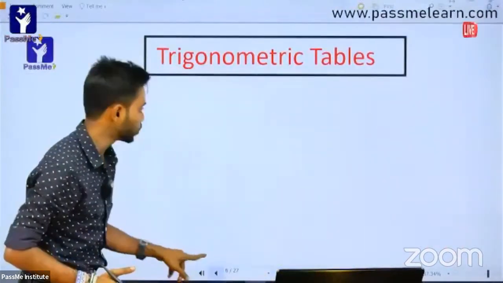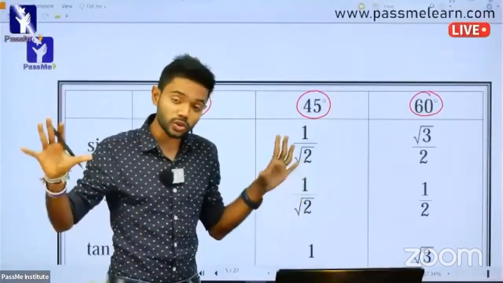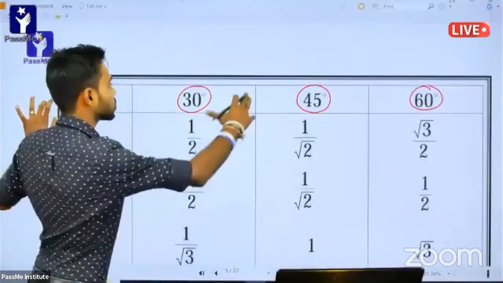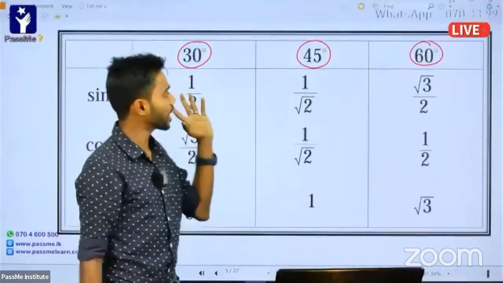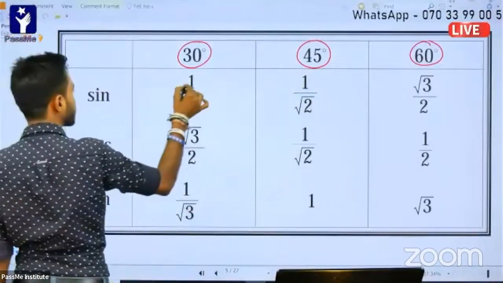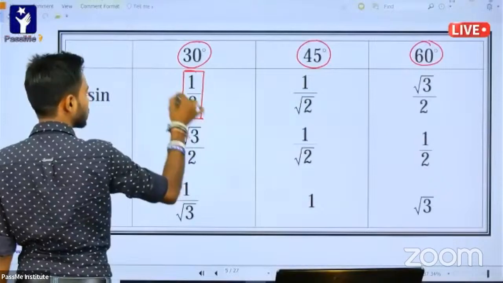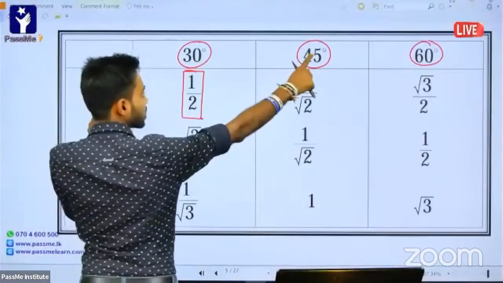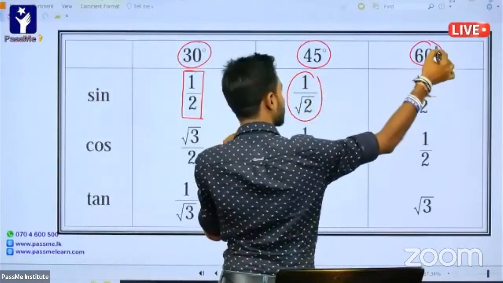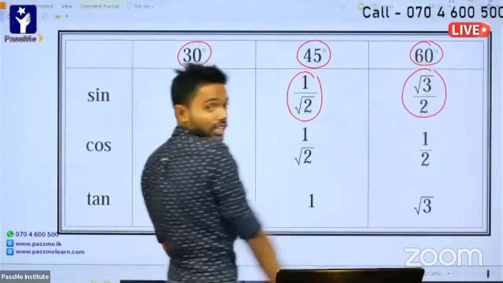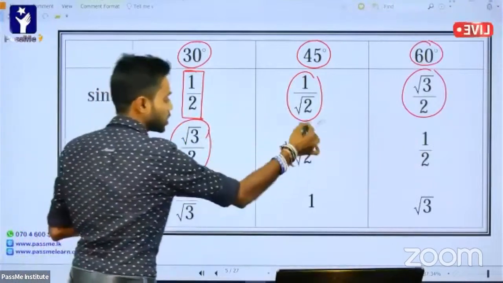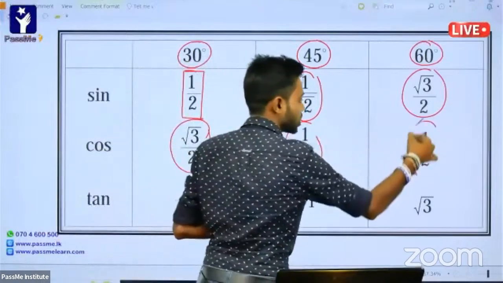Okay, now you can use those large tables. But since these three angles are most commonly used, we can use 30, 45, and 60. Now, if you want to find sine 30, you can use this one, right? Sine 30 is a half, sine 45 is 1 divided by root 2, and sine 60 is root 3 divided by 2.